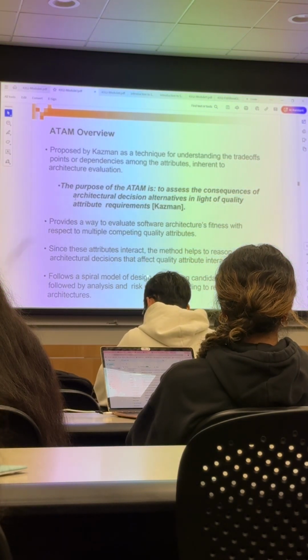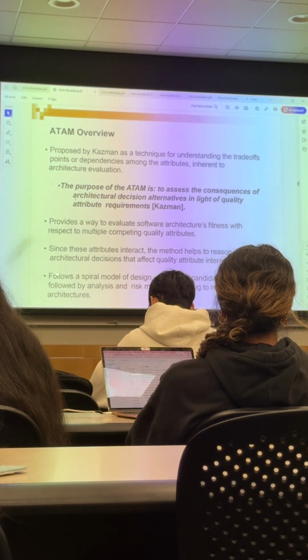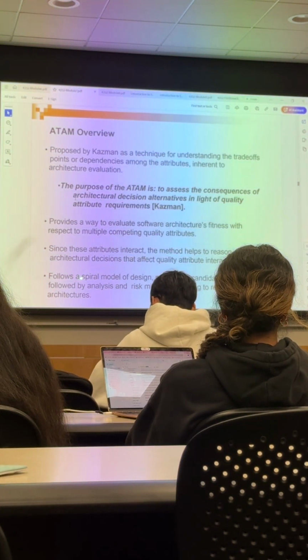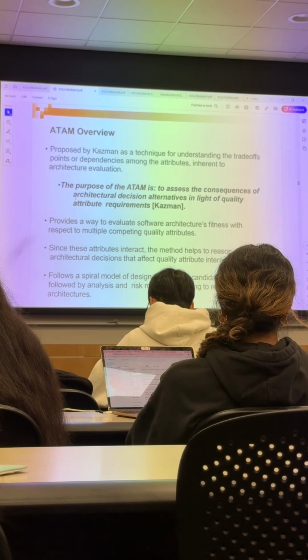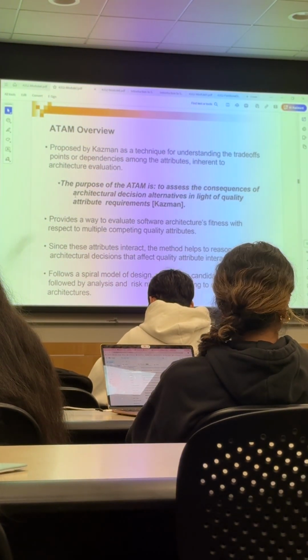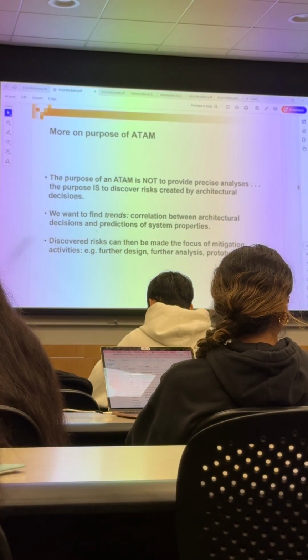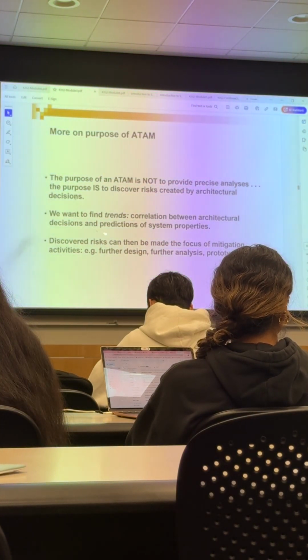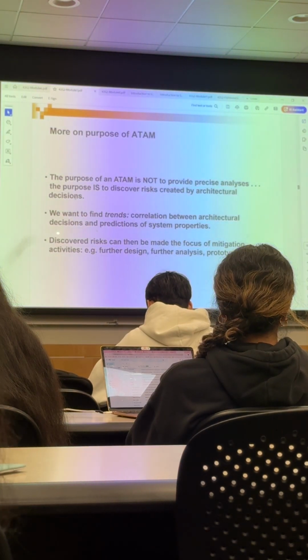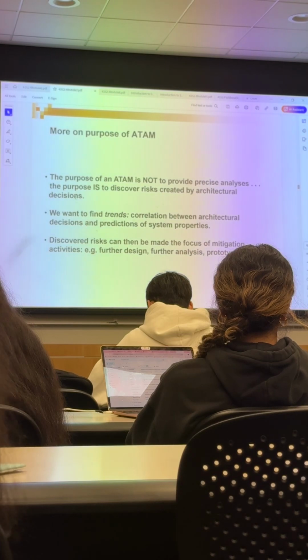and the interactions. This is a spiral model of design. So this is risk identification, and then we're going to refine the system. So we're going to mitigate the risks, and the concept is going to lead to a refined architecture. That's our main goal. So we want to find trends, we want to discover risks, and then we invest further time in mitigating these risks.